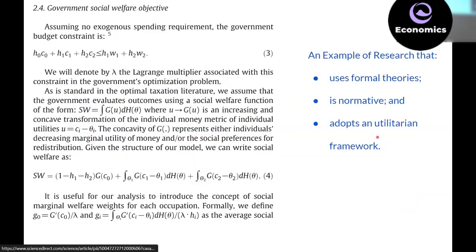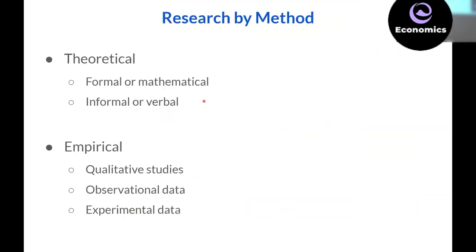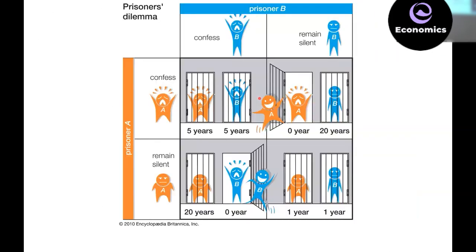And so this is a theoretical paper. It uses formal theory. It's all this formal model here. It's normative, asking what should be the optimal minimum wage policy, and it uses some kind of analytical or welfare criterion, which is called utilitarian. So this is formal theory. Theory doesn't have to be formal. For example, it could be a little more informal, verbal.